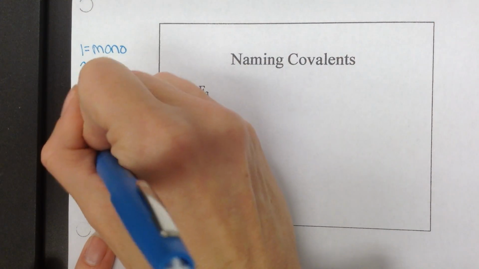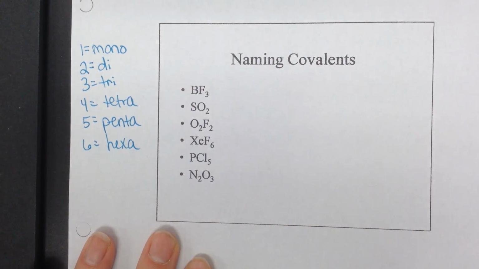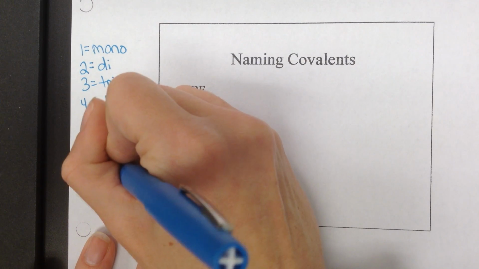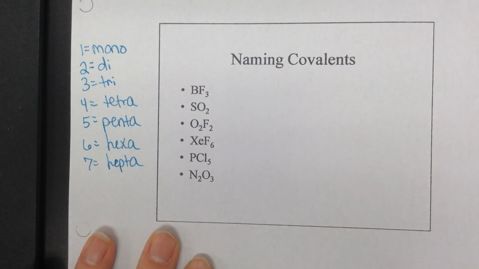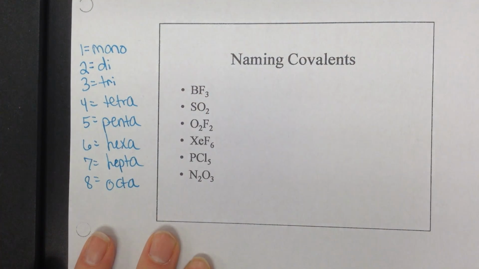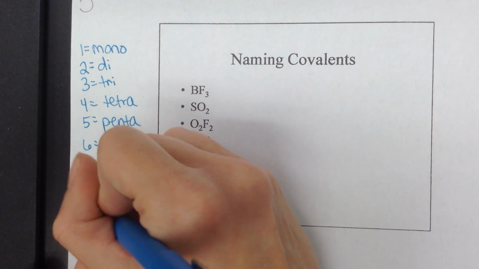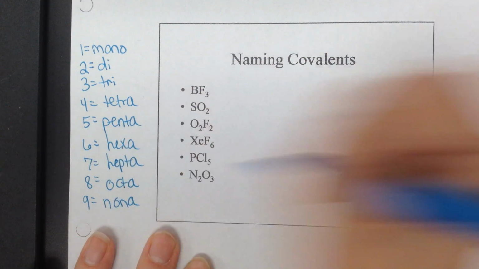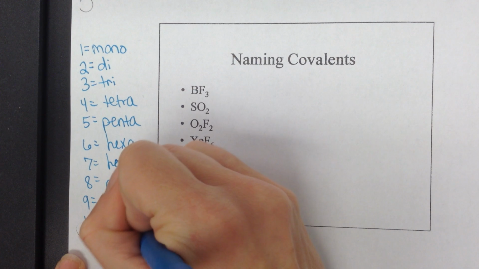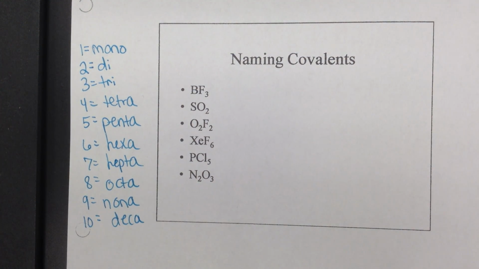Prefix for 6 is hexa. Prefix for 7 is hepta. Prefix for 8 is octa. Prefix for 9 is nona. And prefix for 10 is deca. No, you don't have to memorize these. I will give them to you, but you should know the more common ones.